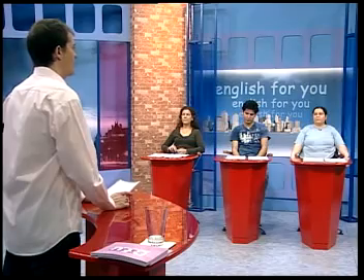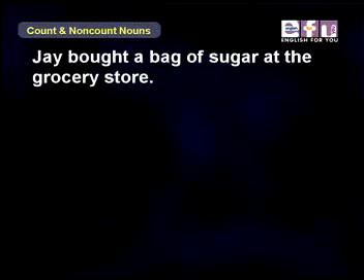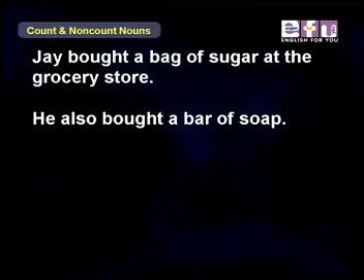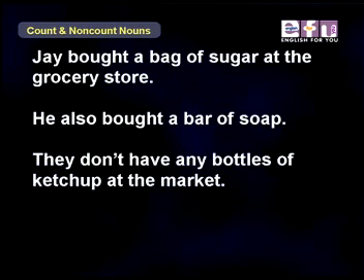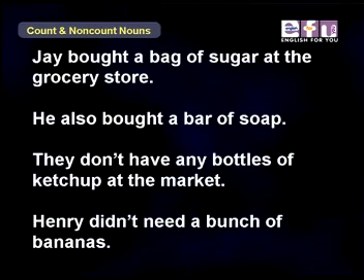Now let's see how we can use count nouns and non-count nouns together. Have a look at these examples. Jay bought a bag of sugar at the grocery store. He also bought a bar of soap. They don't have any bottles of ketchup at the market. Henry didn't need a bunch of bananas.